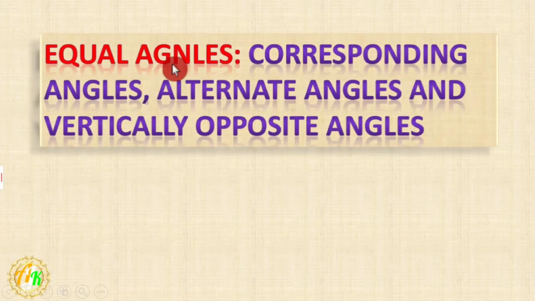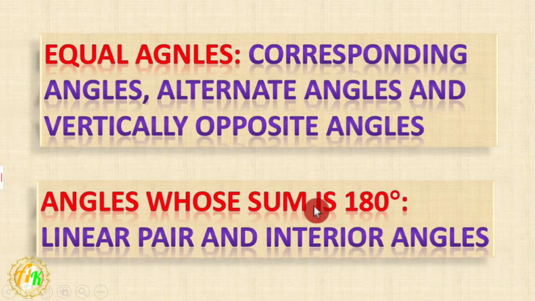Let's summarize these angles: equal angles, corresponding angles, alternate angles, and vertically opposite angles. These angles are equal angles. Angles whose sum is 180 degree are linear pair and interior angles. Their sum is 180 degree.